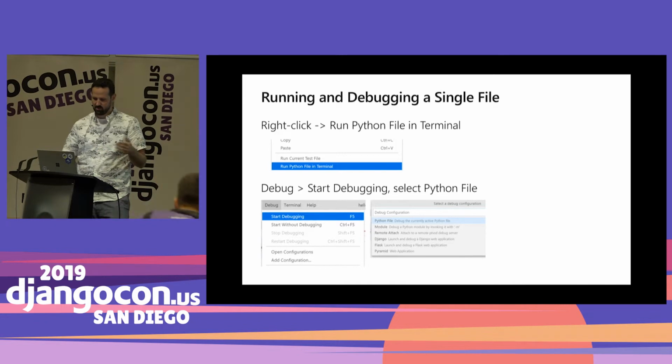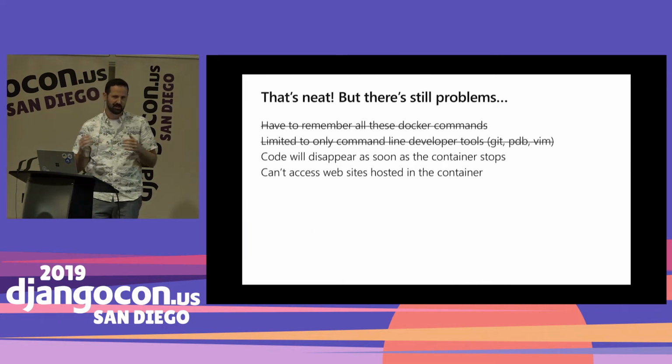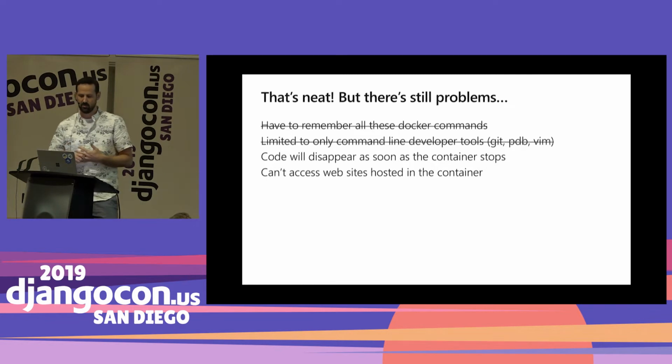So we can run the Python file or debug the code. Okay, so there's still a few problems with this. I attached to an existing container, but again, I haven't solved the problem where my code will disappear or that I haven't set up port forwarding so I can access websites.